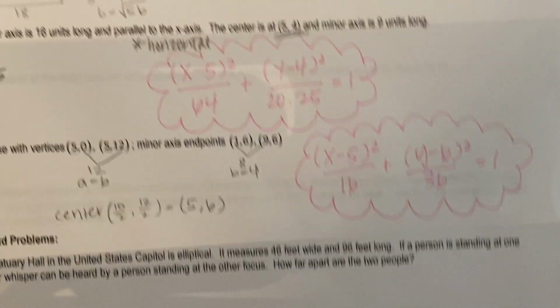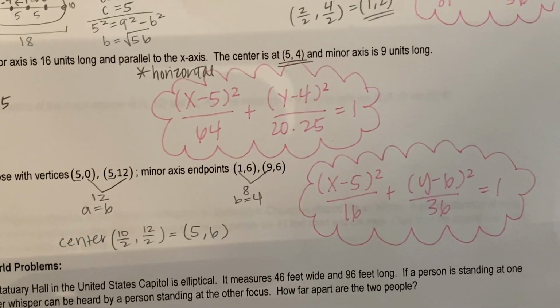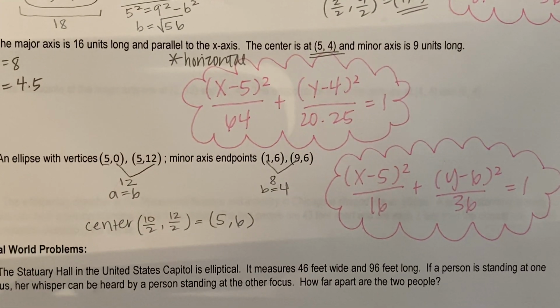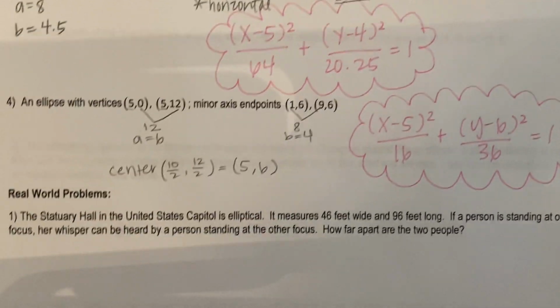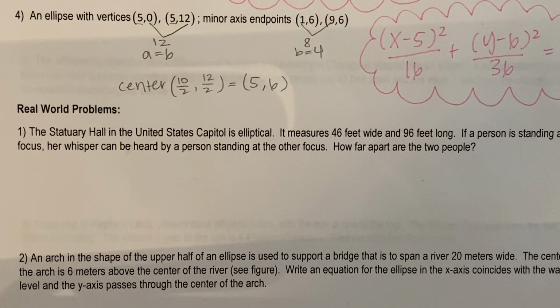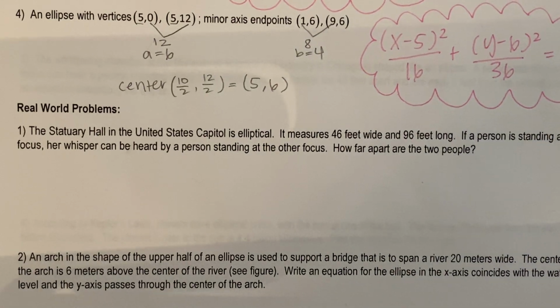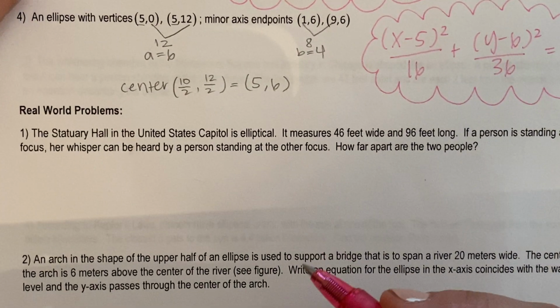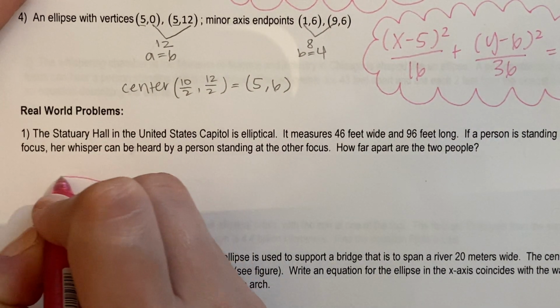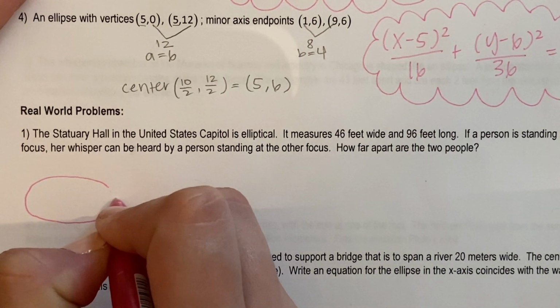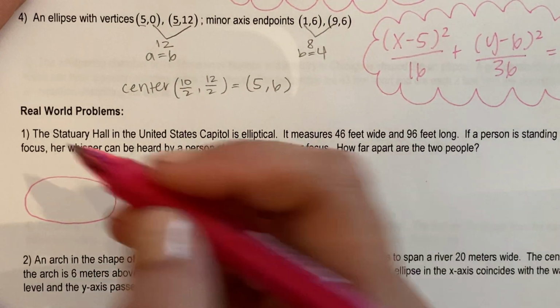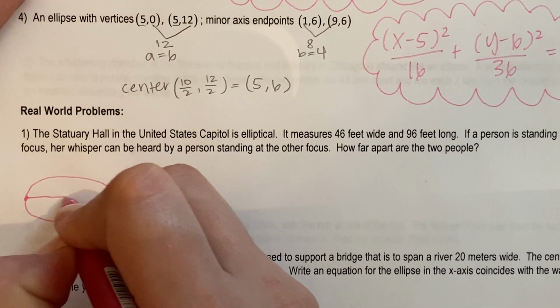Okay, so that's when you're just given information based on a coordinate graph. But now let's look at some real life scenarios. The statutory hall in the United States Capitol is elliptical. It measures 46 feet wide and 96 feet long. Okay, I'm gonna draw that. It doesn't matter how you draw it, our answers will be the same.